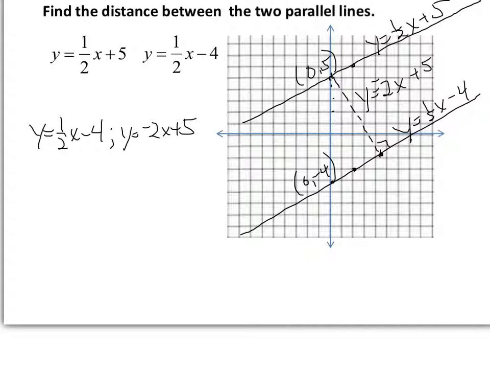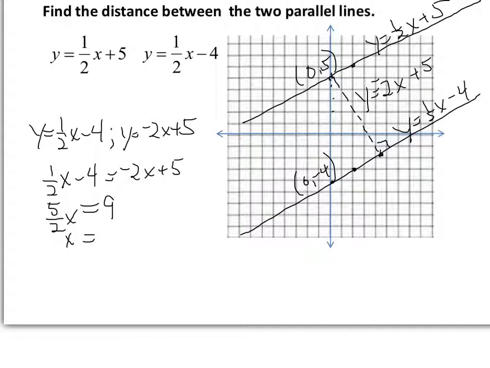So since they're both equal to y, I can put those two equal to each other. So we have 1/2 x minus 4 equals negative 2x plus 5. Adding 2x to both sides of the equation, I have 5/2 x over here, and add 4 to both sides, we have 5/2 x equals 9. Multiplying by the reciprocal of 5/2, we're going to have 18/5 for x. Let's convert 18/5 to a decimal to make it a little bit easier for us. 18 divided by 5 gives us 3.6. So x is equal to 3.6.